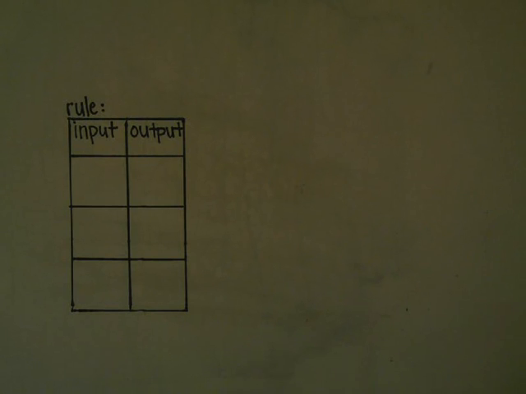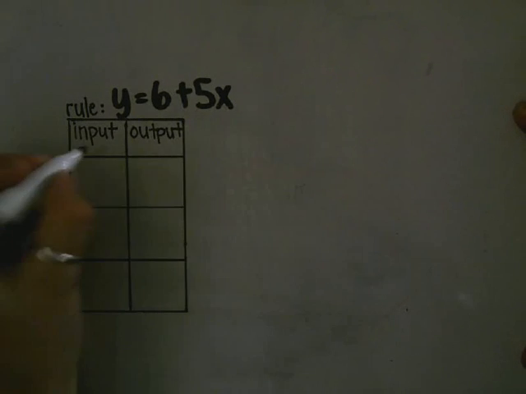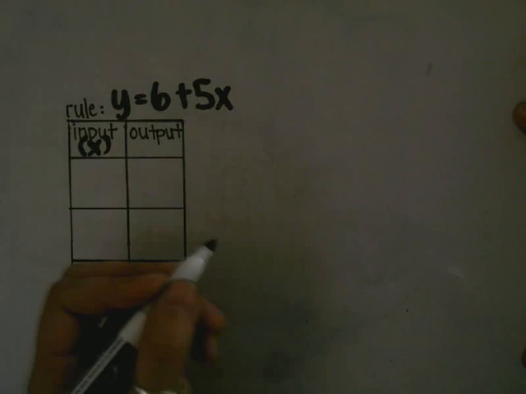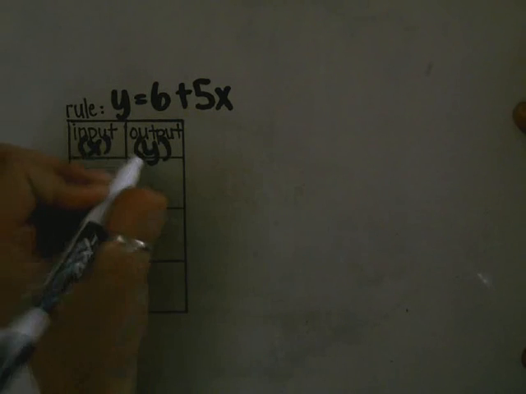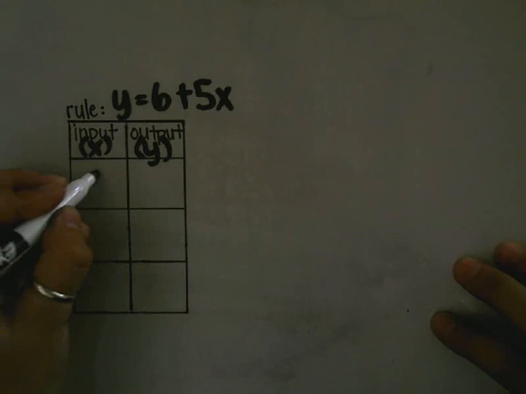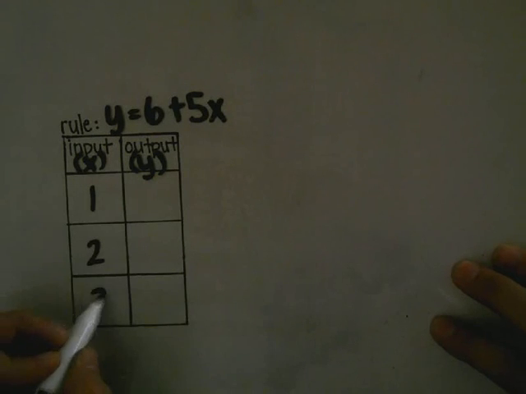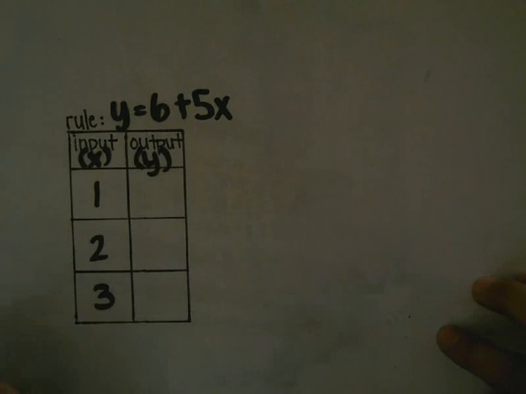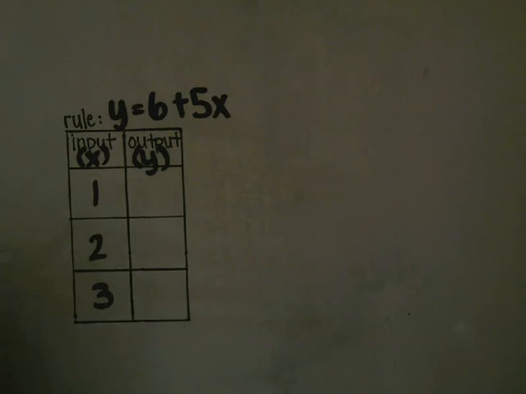So a function table is a good way to organize a large amount of information when working with variables. Let's try one. Our rule is going to be y equals 6 plus 5x. Our input value is x, and our output value is y. And our input values are going to be 1, 2, and 3. So what you're going to do is plug in the input value into the rule to come up with an output value, just like you're putting it into a machine.